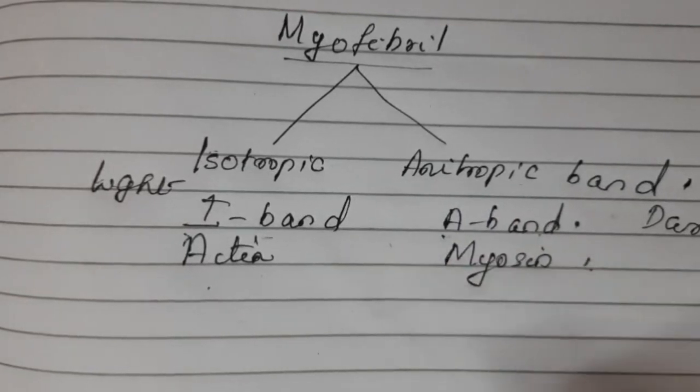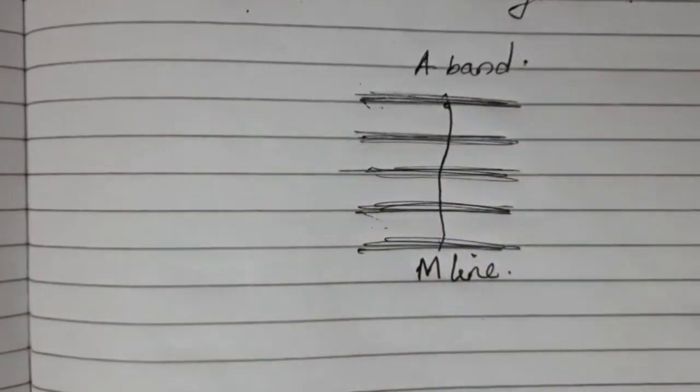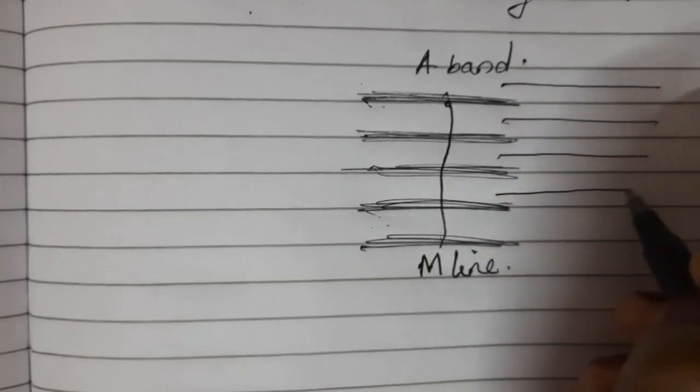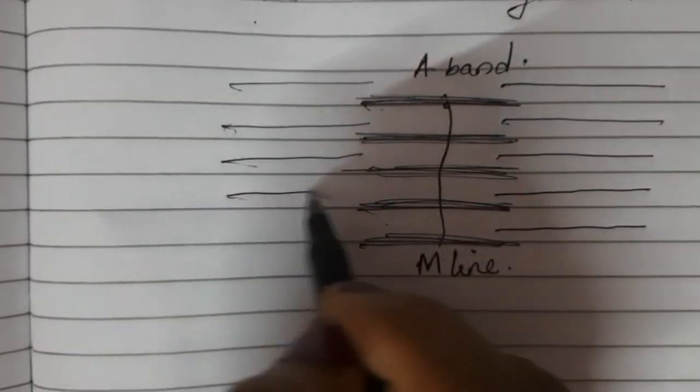Now, how are they arranged? We will see that. Suppose this is a dark band. I am drawing the dark bands. What can we call this dark band? This is A band. In the center of the dark band, it is connected by M line. Alternating with this, there are light bands or the actin. These are the actin bands, they are the thin filaments, whereas myosin is a thick filament.